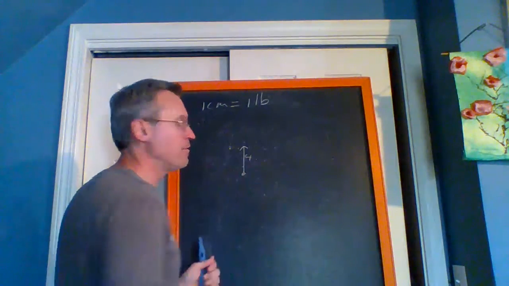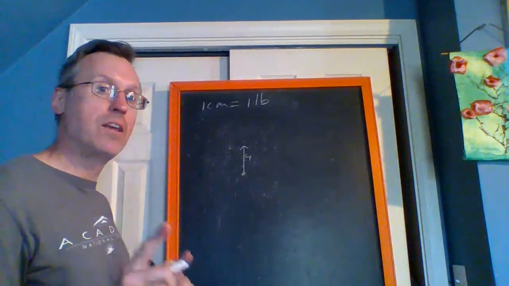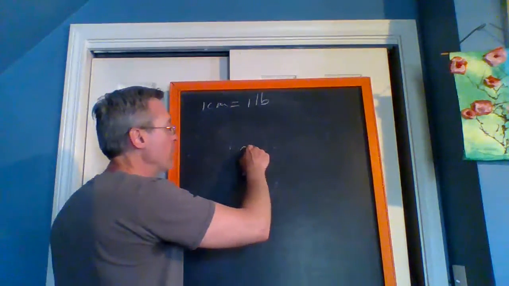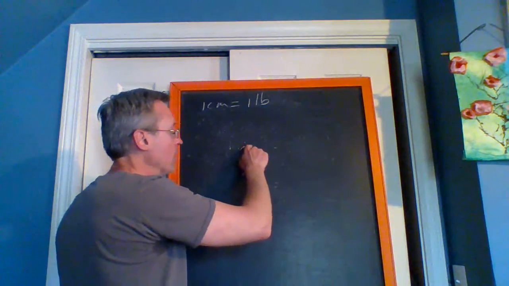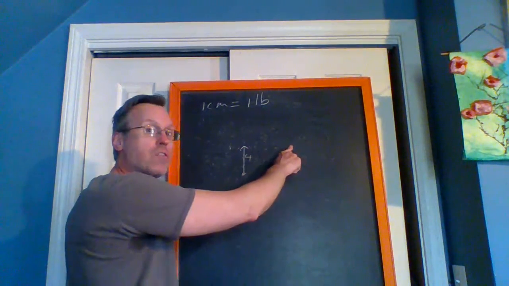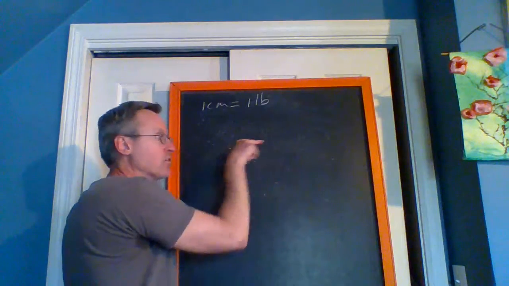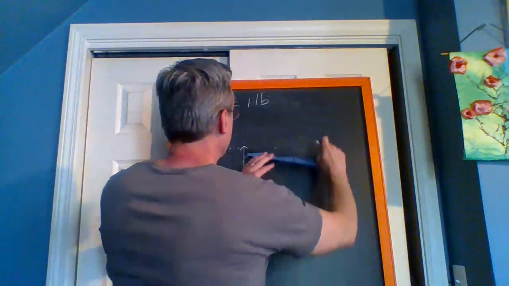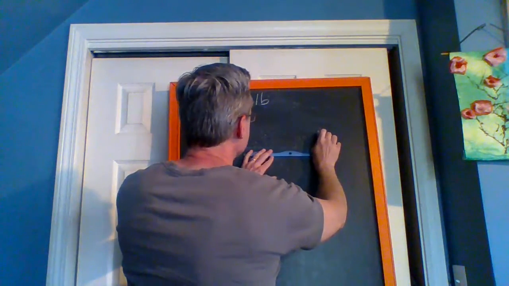And then I'm going to draw the 5. Where am I going to draw the 5? Tip to tail. That means I'm going to start drawing my 5 right here. I'm going to draw it that way in the direction that it's actually going. It's going to the right. So I'm going to draw my 5 right there.